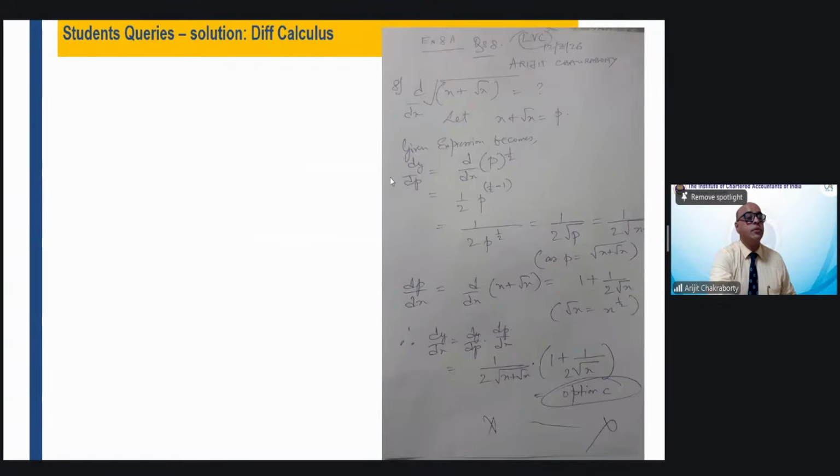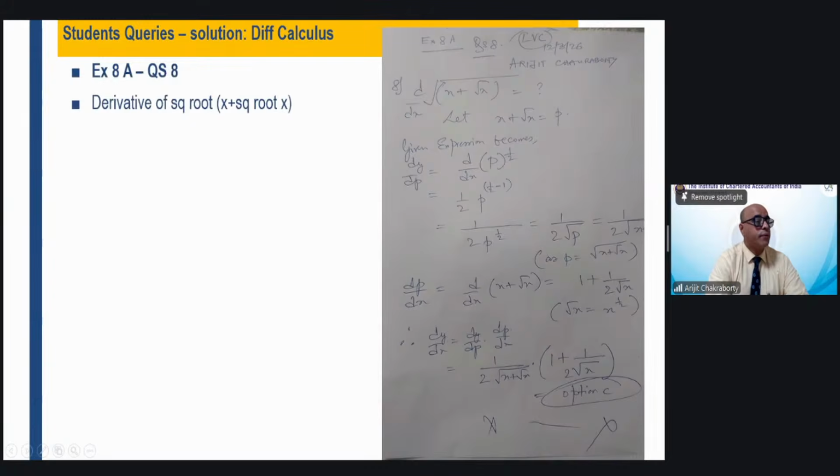Now, first question, yesterday in the last session, I received some of these queries on differential calculus, exercise 8A. So let us first cover these important areas and then we will move to direction test. The first question was exercise 8A on differential calculus, question number 8. It is on the derivative. You have to find the derivative of square root of x plus root x.